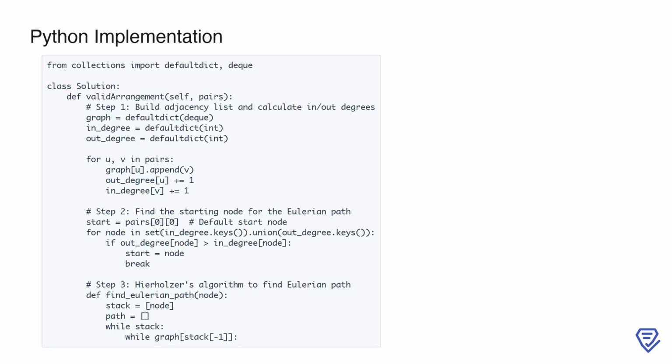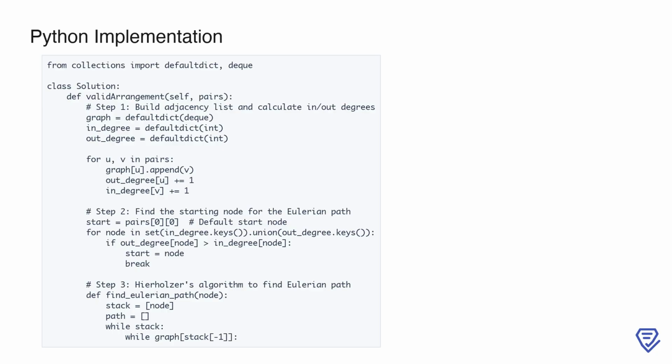Here, we start by importing the necessary modules. We use defaultdict to simplify the creation of our adjacency list and degree maps, and deque for efficient edge removal during traversal. The valid arrangement function begins by constructing the graph representation and calculating the in-degrees and out-degrees for each node. For every pair in the input, we add the destination node to the adjacency list of the source node. Simultaneously, we increment the out-degree of the source and the in-degree of the destination. This helps us track the balance of edges entering and leaving each node, which is critical for determining the starting point of our Eulerian path.